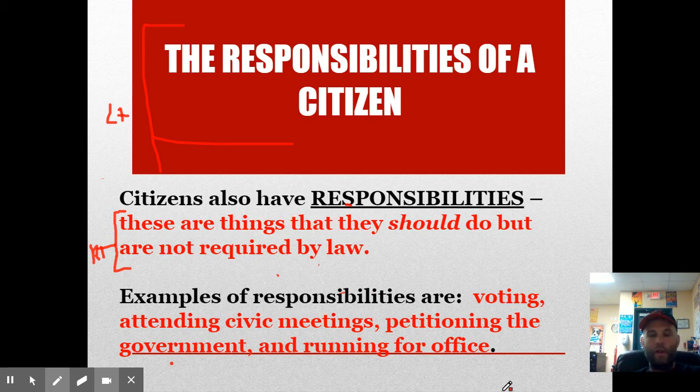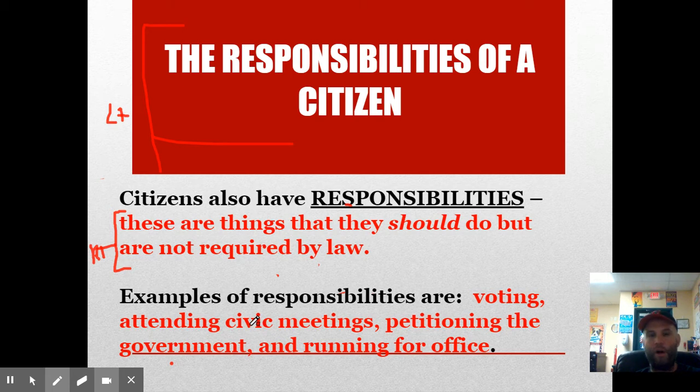So if you don't vote, the police aren't going to knock on your door and arrest you. If you don't volunteer to help your community, the police aren't going to arrest you. They're not obligations. They will knock on your door and arrest you if you break the law or don't pay your taxes. Those are obligations. These are things you should do for a term called the common good. That is, these are things that maybe you don't want to do, but you do them to help America be a better place, okay?